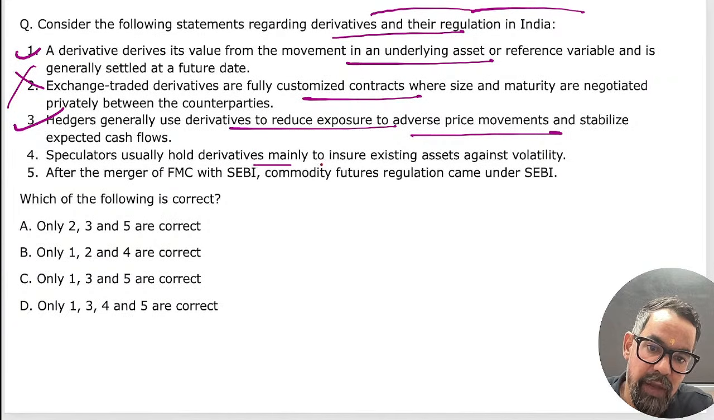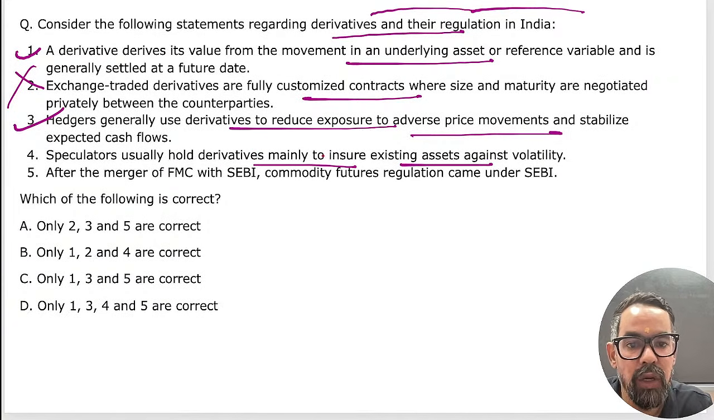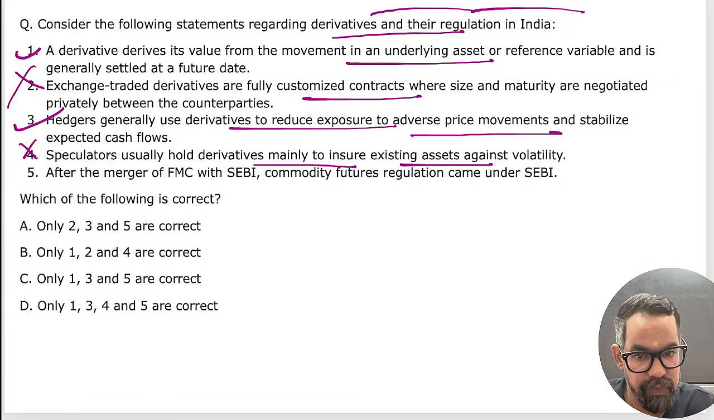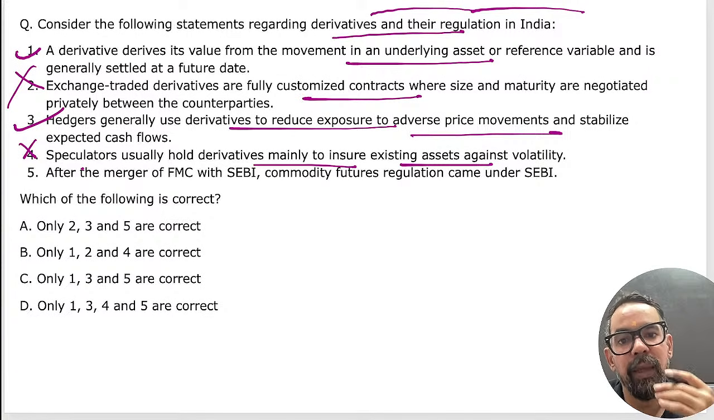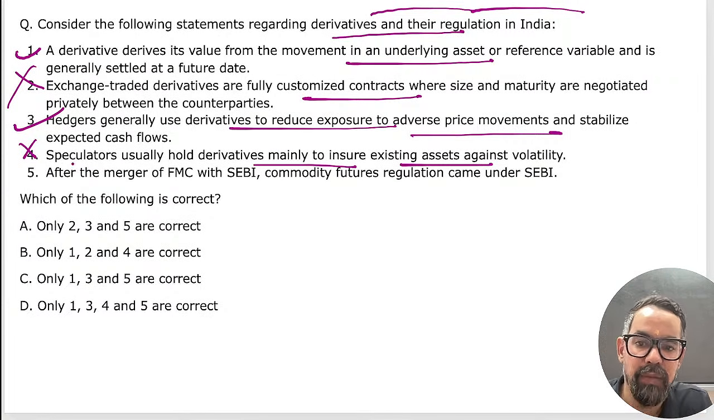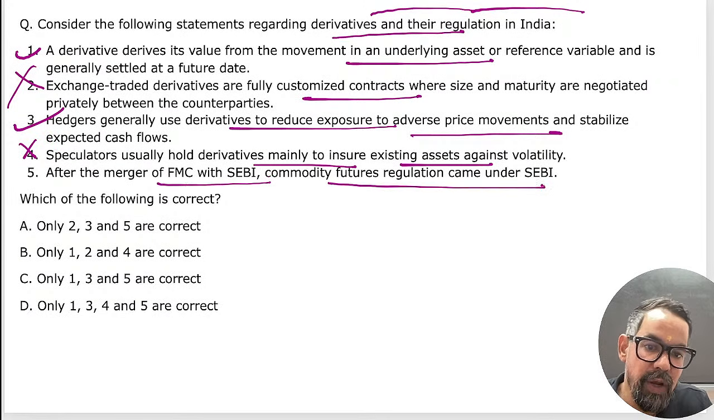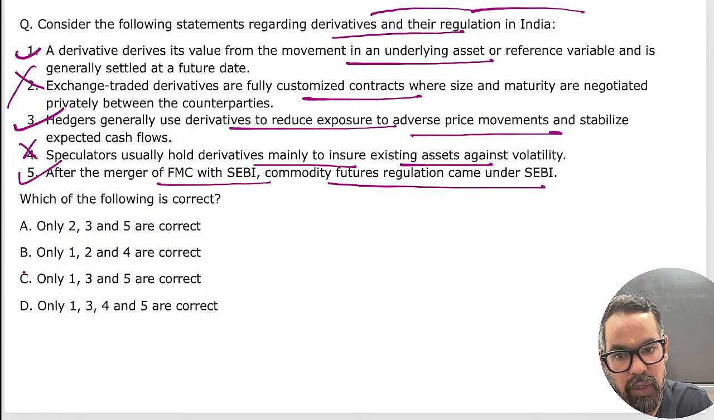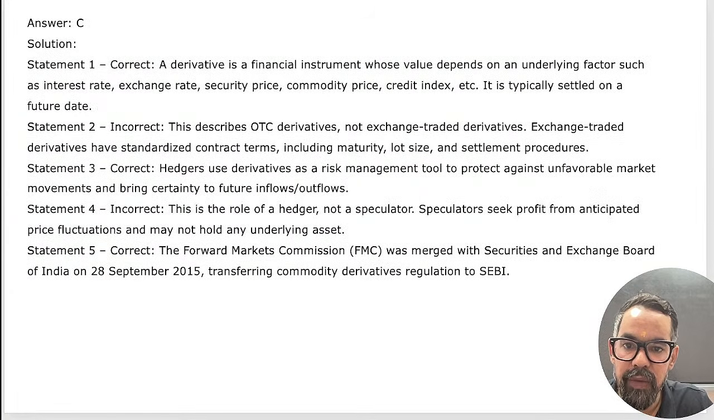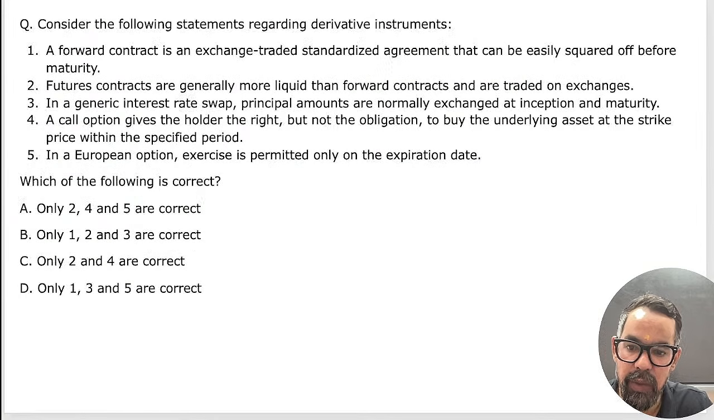Speculators usually hold derivatives mainly to insure the existing asset against volatility. No, the statement is about hedging. Hedgers, not speculators. Speculators are basically expecting the price movement, ठीक है। They are buying for the price movement, kind of gambling. After the merger of FMC with SEBI, commodity derivatives are regulated by SEBI, 135. 135 means option C will be the right answer for this particular one. Okay, next one.